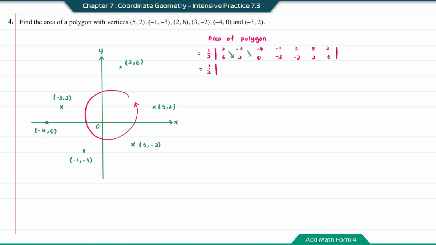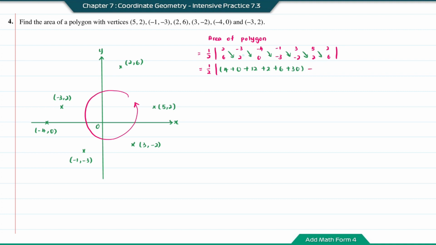Then we're going to sum all products in these directions. So 2 times 2, we're going to get positive 4. -3 times 0, this will be 0. -4 times -3, positive 12. -1 times -2, positive 2. 3 times 2, positive 6. And 5 times 6, this one will be positive 30.